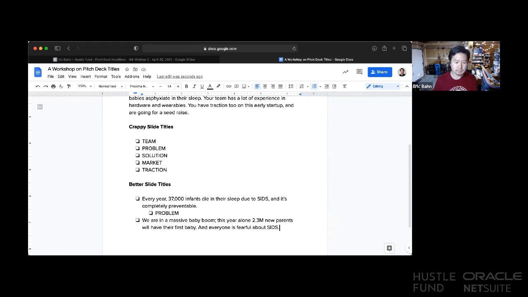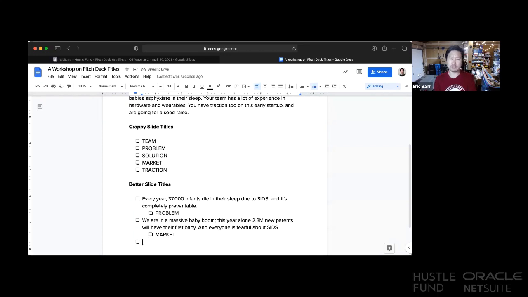Okay, so now we're starting to show that there's something bigger here. Maybe below this, on the market slide, I would include statistics on the baby boom in the US, Asia, and elsewhere, and try to triangulate that into a total addressable market size of billions of dollars and so forth. So this is market.